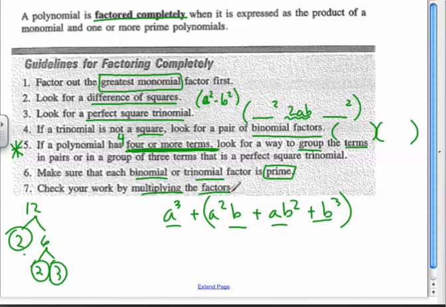So we want to factor, look for things. Is there anything I can pull out? Is it a difference of two squares? Is it a perfect square? Can I factor it just into two binomials? Do I need to group some things? All right, always factoring until there's nothing left for us to do.